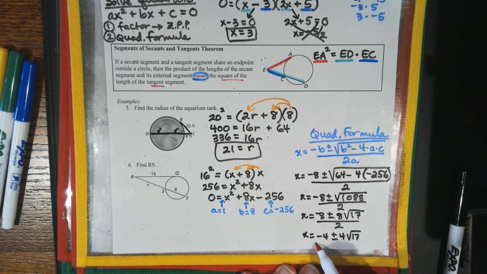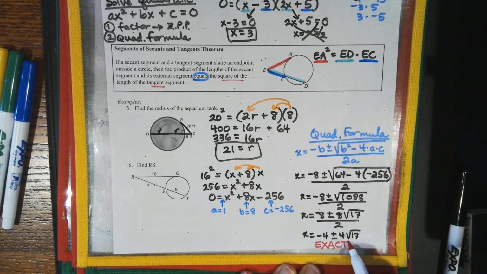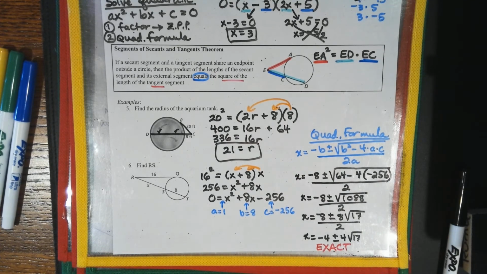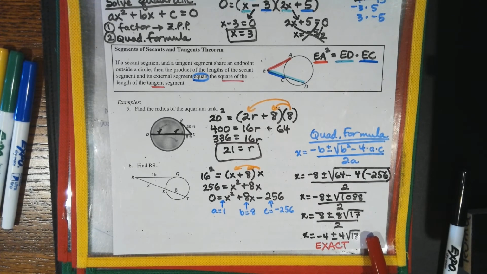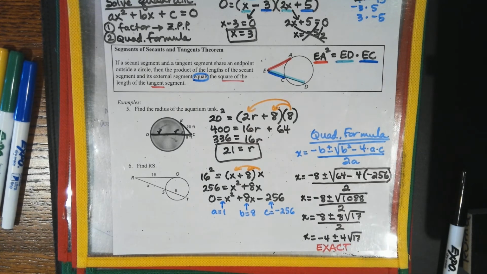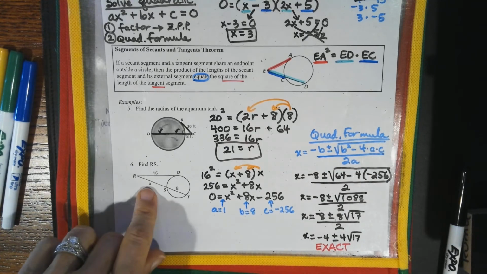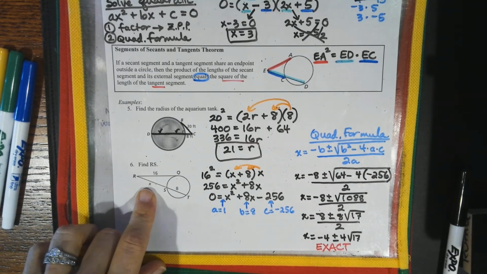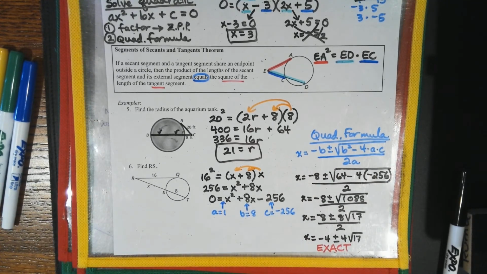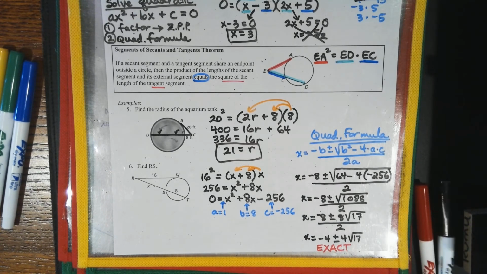So if Big Ideas asks you to put an exact answer in, you put in one of the solutions is negative 4 plus 4 root 17, and the other solution is negative 4 minus 4 root 17. However, that negative, that's going to give you a negative distance again. So I would only put in the positive, which will be negative 4 plus 4 root 17.